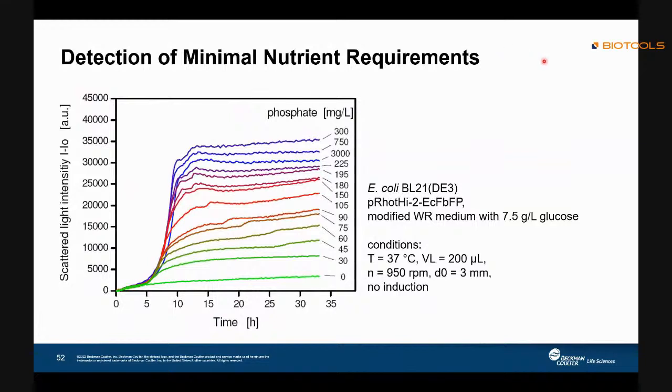And this is talking about the detection of the mineral nutrient requirements. So we can check with different milligrams per liter of phosphate added to see what the differences will be from the scattered light, that is, the biomass.